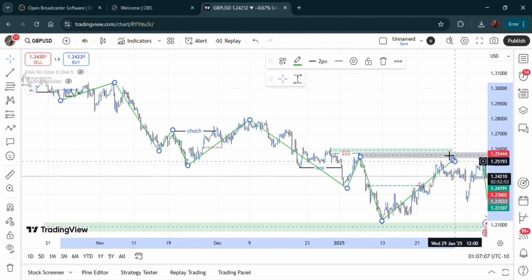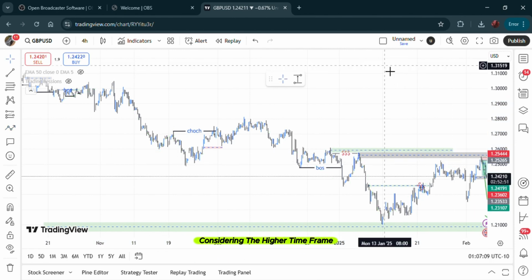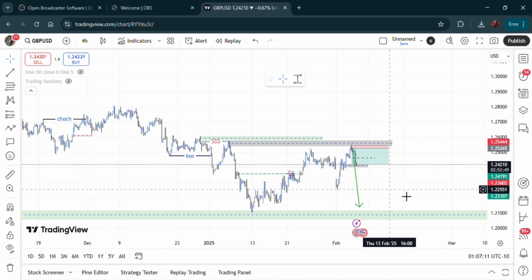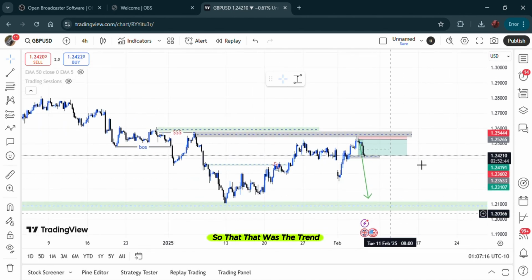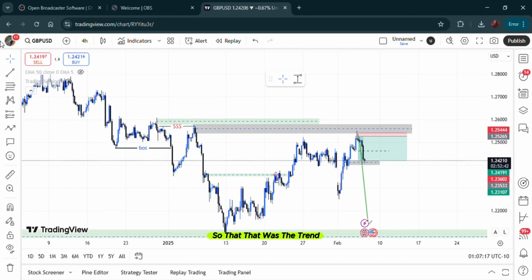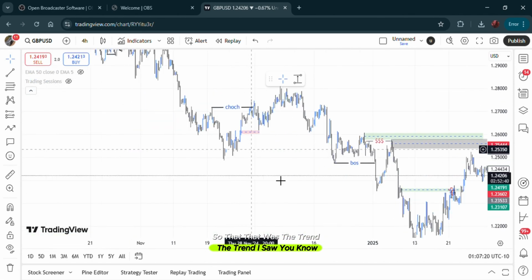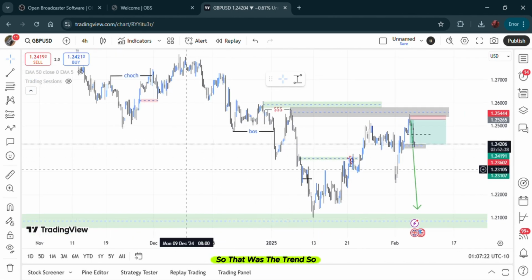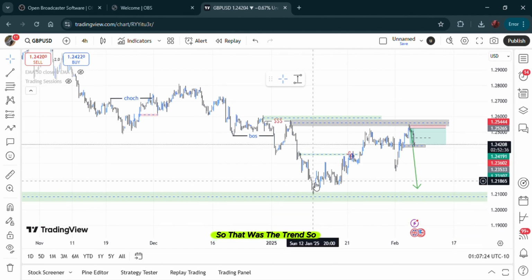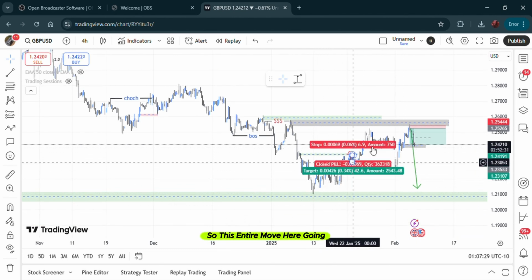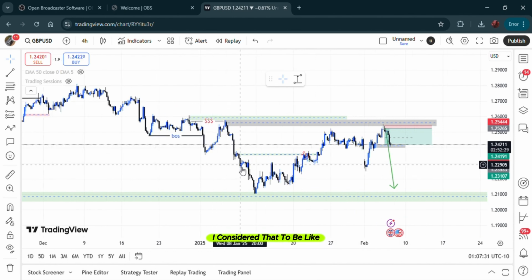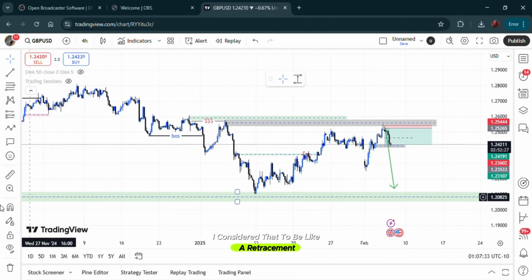Considering the higher time frame, because the higher time frame is always the most powerful, guys. So that was the trend I saw. You know, they said the trend is your friend, so that was the trend. So we had retraced back. So this entire move here going up, I considered that to be like a retracement.